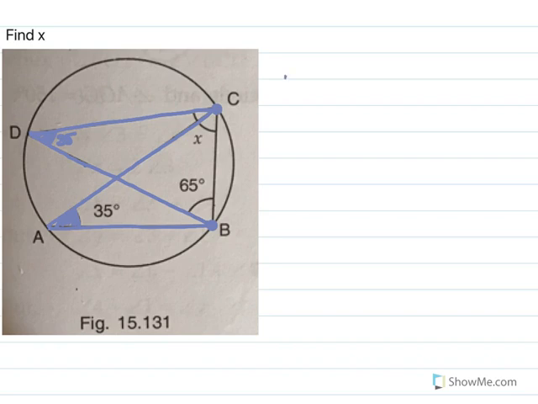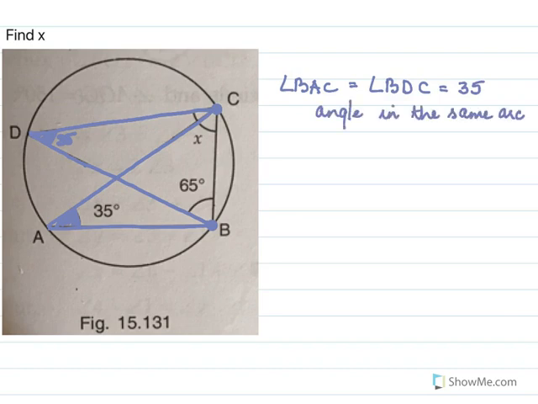So let's write that out. So angle BAC, now where is angle BAC? BAC is this. BAC is equal to angle BDC, which is 35, angles in the same arc. So this is the first part.